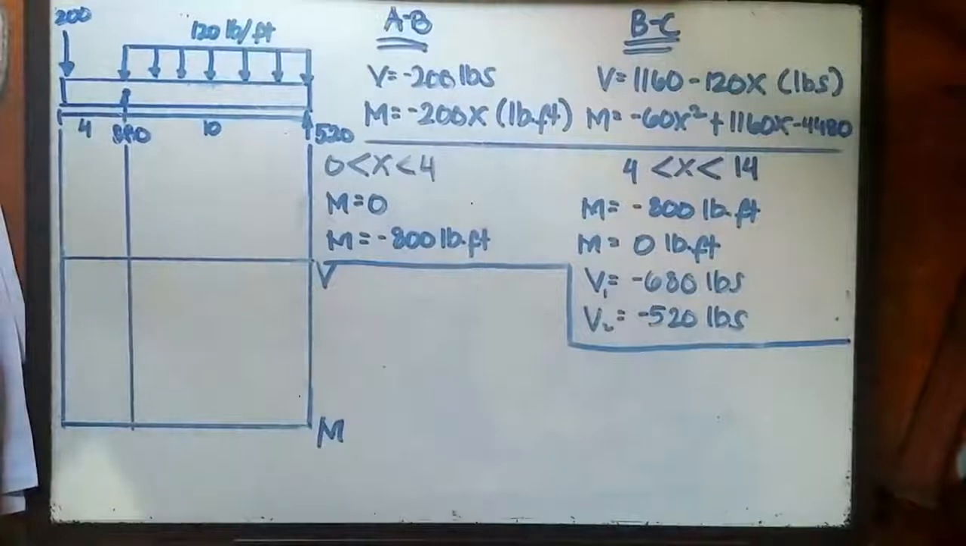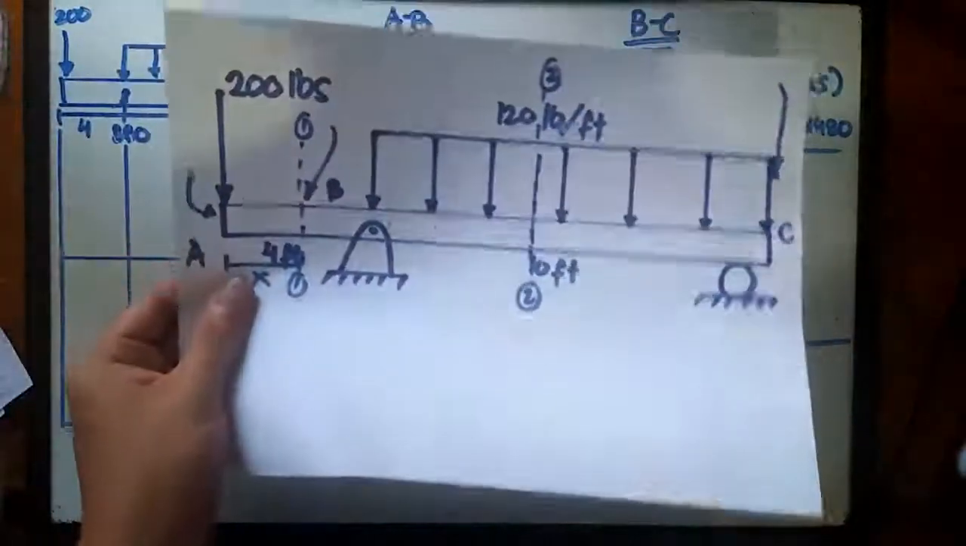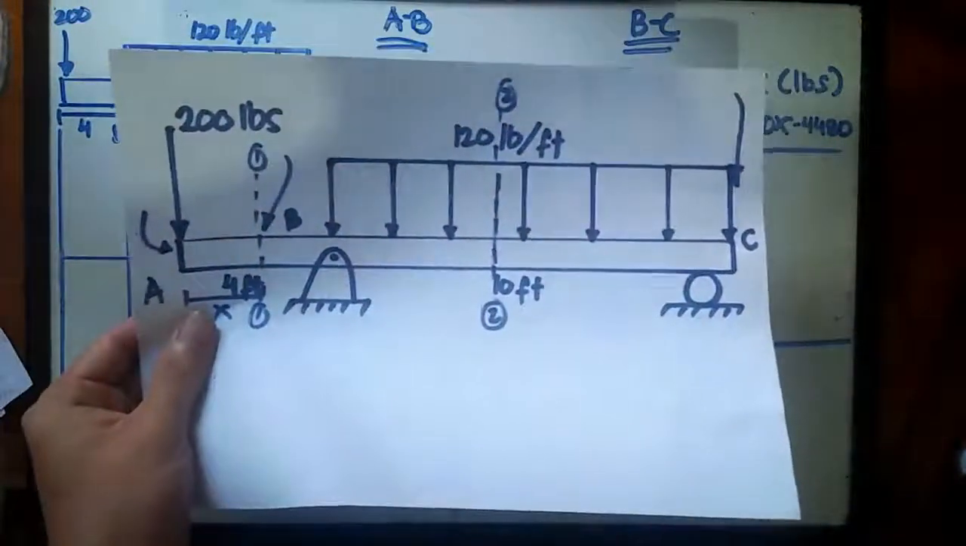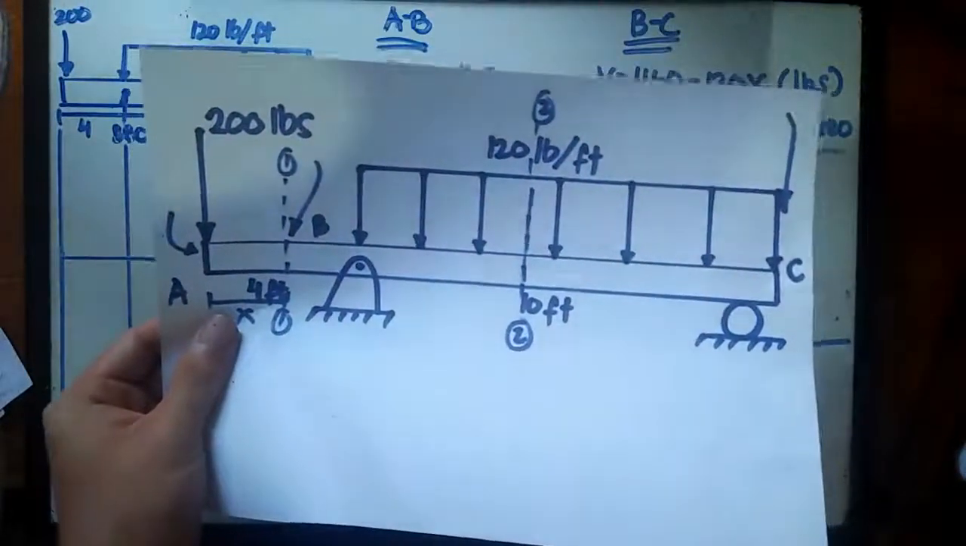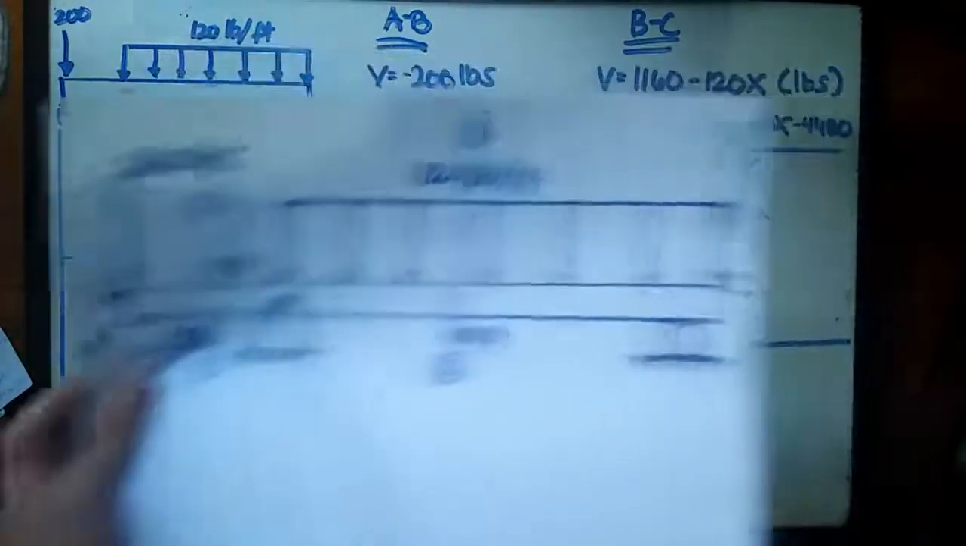This will be part 3 of the shear moment diagrams for our initial beam. This was the given, and our goal here is to construct the shear moment diagram and the internal stresses that were imposed on our beam.